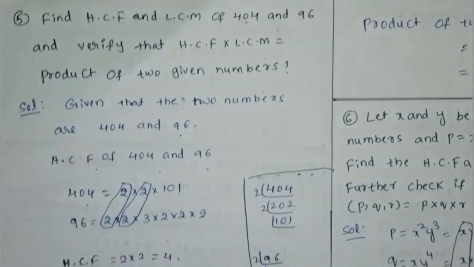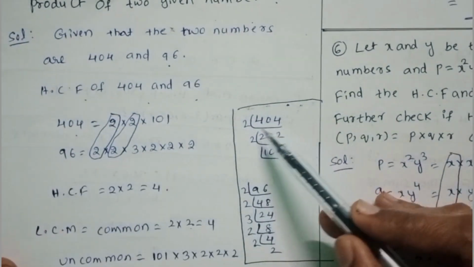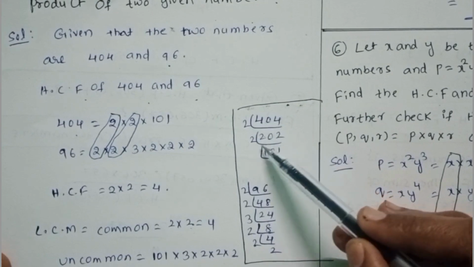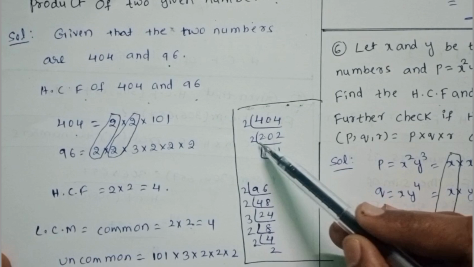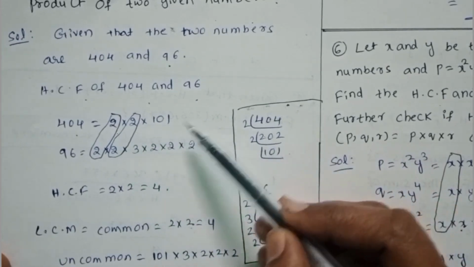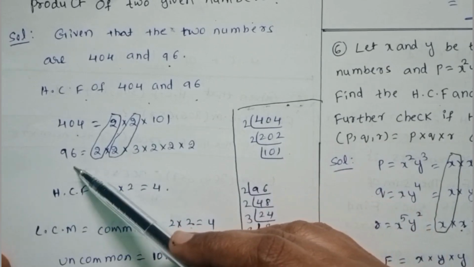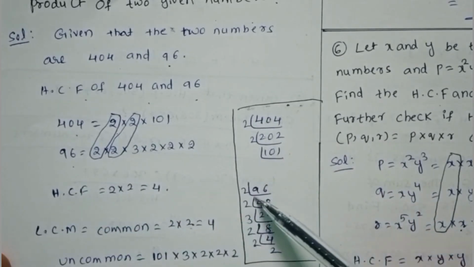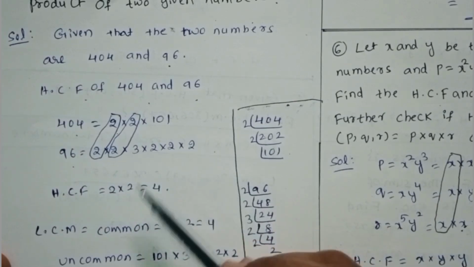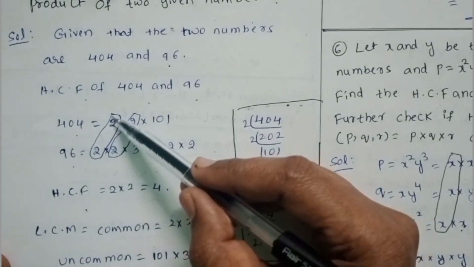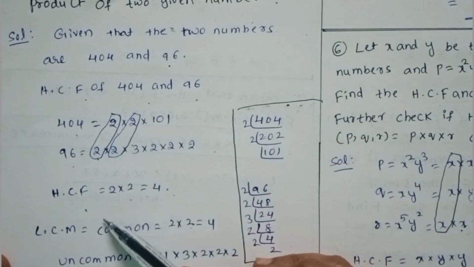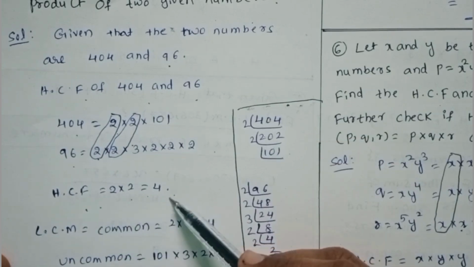Write the prime factors of 404. 404 is equal to 2 into 2 into 101. Again take the prime factorization of 96, that is 2 into 2 into 3 into 2 into 2 into 2. Now to find the HCF, we take the common factors, that is 2 and 2. So 2 times 2 is 4. The HCF is equal to 4.